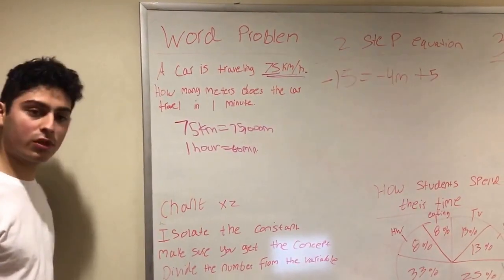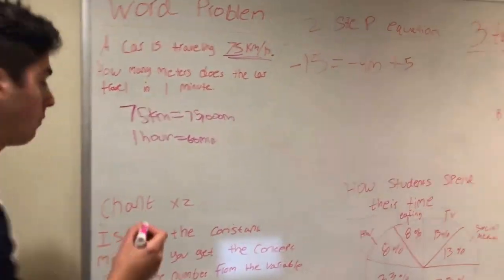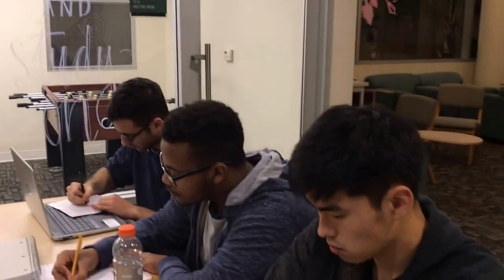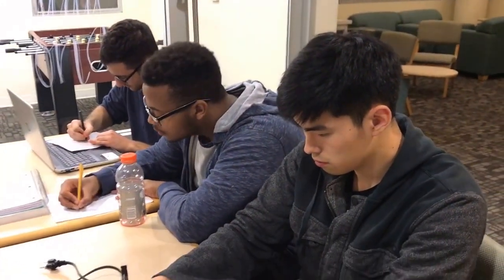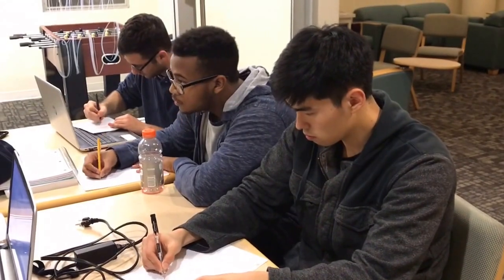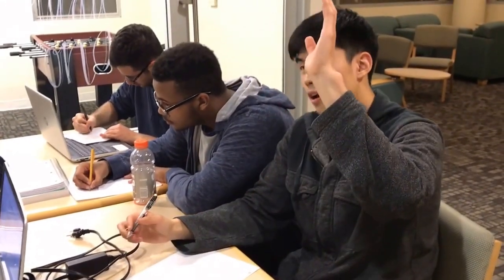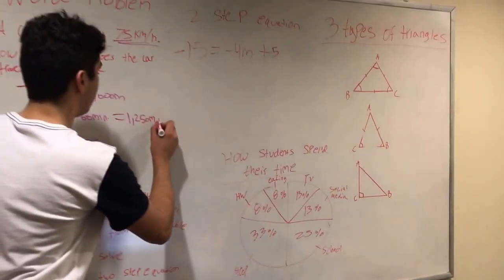So basically it's a simple division problem. Can you guys divide 75,000 by 60? And don't forget the units. 75,000 meters divided by 60 minutes. Let me know what you guys get. So 1,250. So it equals 1,250 meters per minute, correct?